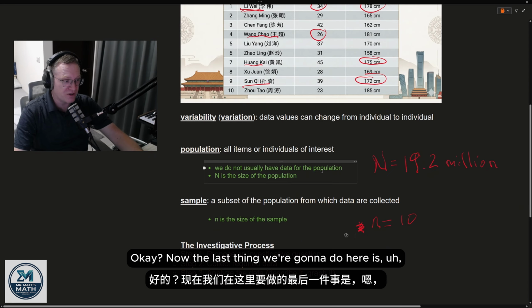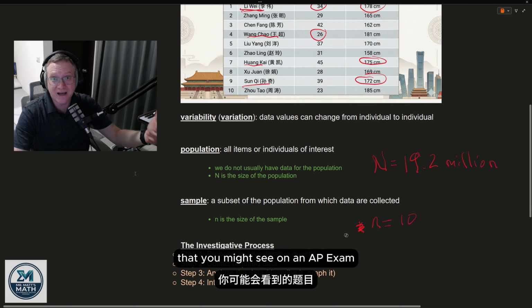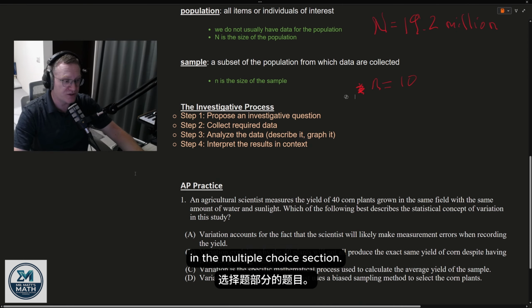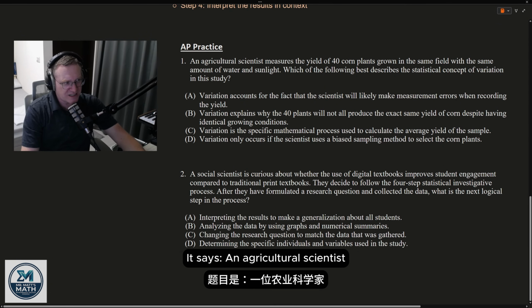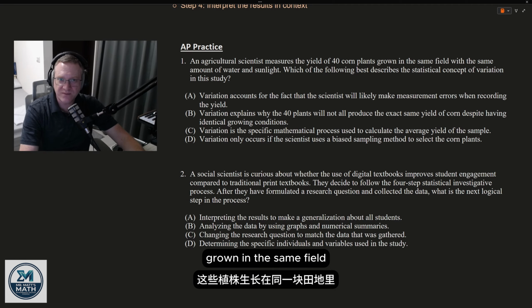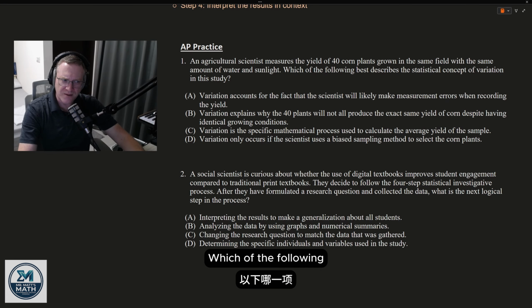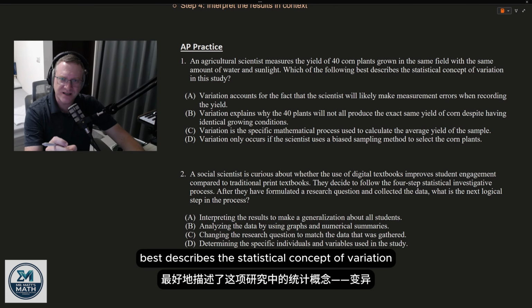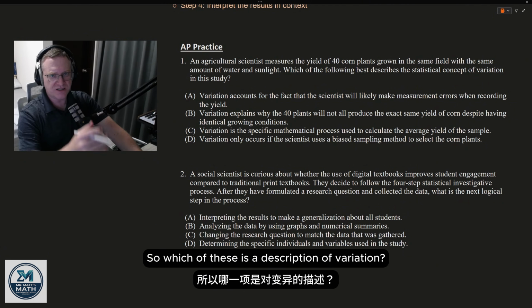Okay, now the last thing we're going to do here is at the end of each topic, I'm going to give a couple of questions that are similar to questions that you might see on an AP exam in the multiple choice section. So let's look at this first question here. It says, an agricultural scientist measures the yield of 40 corn plants grown in the same field with the same amount of water and sunlight. Which of the following best describes the statistical concept of variation in this study? Okay, so which of these is a description of variation?